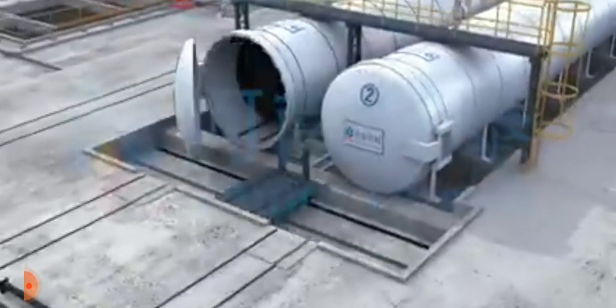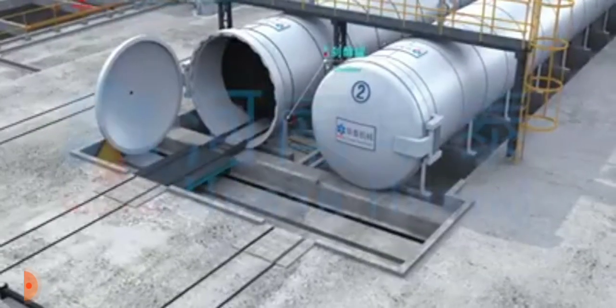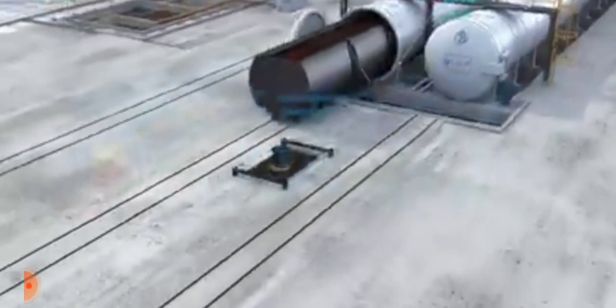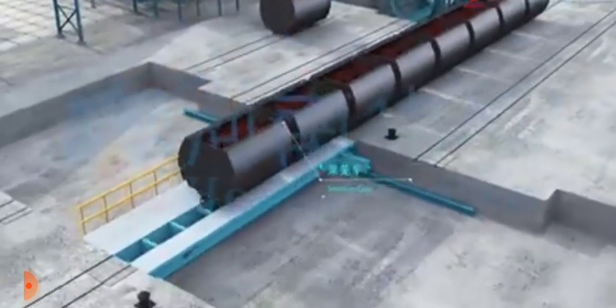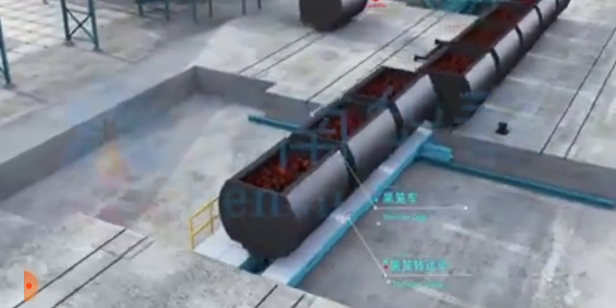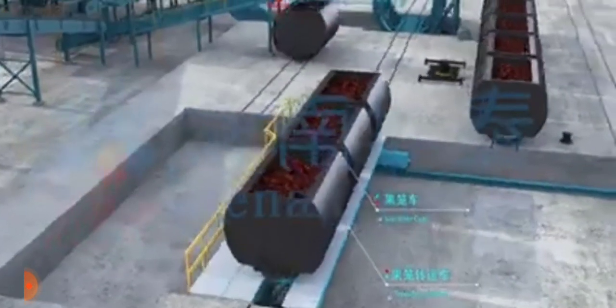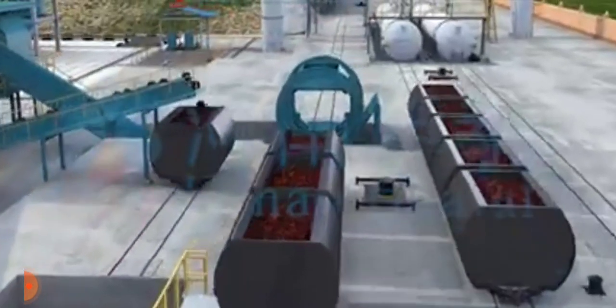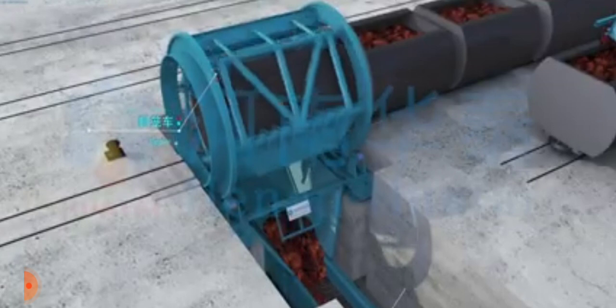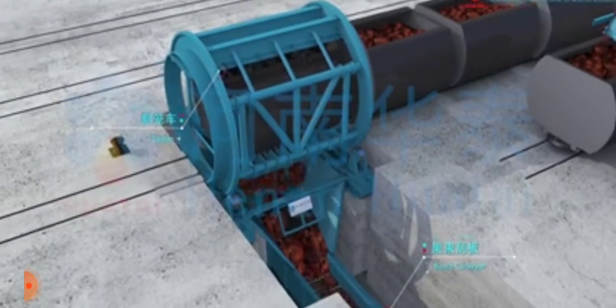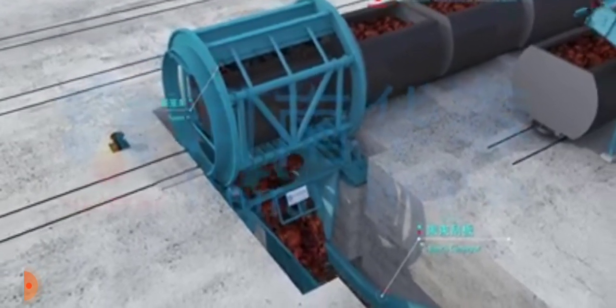Open the sterilizer door and pull the sterilizer cage out of the sterilizer. Finishing the sterilization process, the transfer carriage transforms the orbit of the sterilizer cage and transports it to the tippler. Sterilizer cages enter the tippler in turn. After fixing, it rotates 180 degrees, and the sterilized fruit bunches fall into the bunch conveyor.